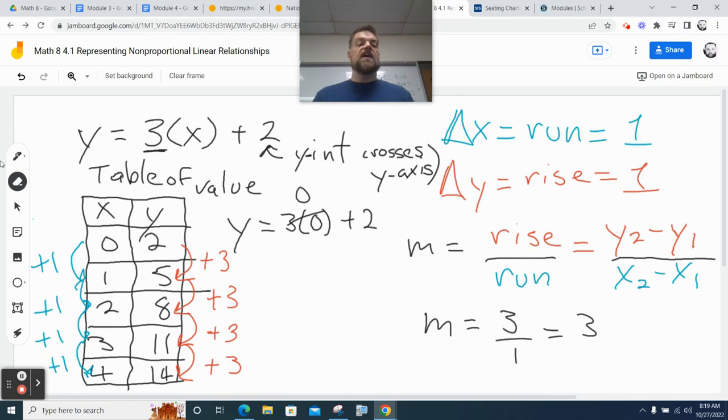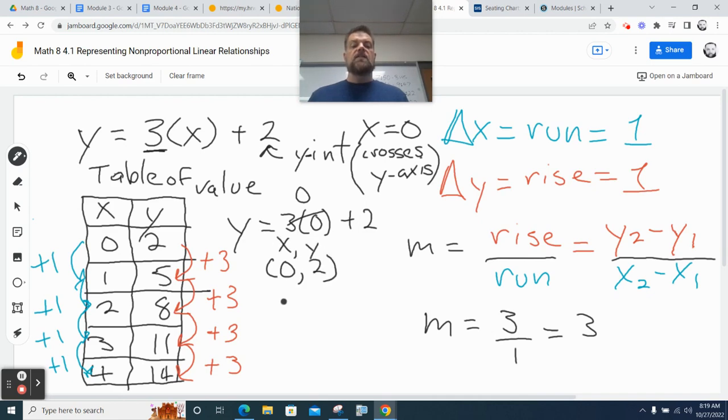It intercepts the y-axis. And you're like, Mr. Adams, I think we're done with this problem. No, we're only beginning. Well, notice that that occurs when x equals 0. Now, if I plot all these points, the points on the graph are 0, 2, right? Because we're going to say x, y, and 1, 5, and 2, 8, and 3, 11, and 4, 14.